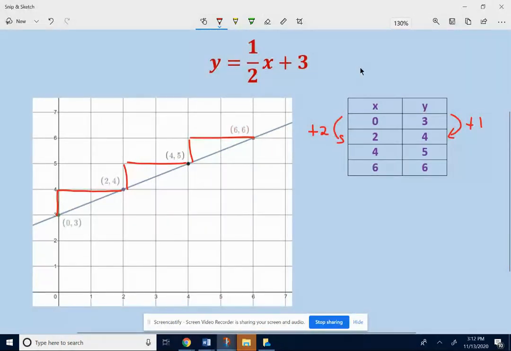And it keeps doing this on the data table. The y value goes up by 1 again. The x value goes up by 2 again. The y value goes up by 1 again. The x value goes up by 2. Just like it continues to rise 1, run 2, up 1 over 2, up 1 over 2. Okay, you get it? It's the same idea. It's just in a different form.